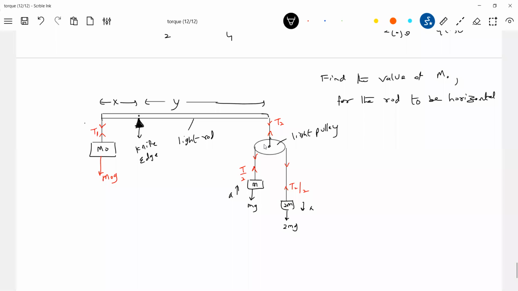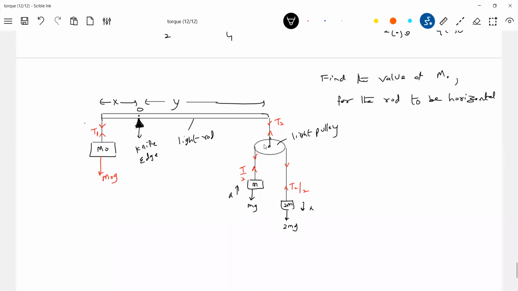So it's asking now, find the value of m naught for the rod to be horizontal. For the rod to be horizontal, net torque about O must be 0. And we know T1, X and Y. We don't know T2. Can we calculate T2 from this?